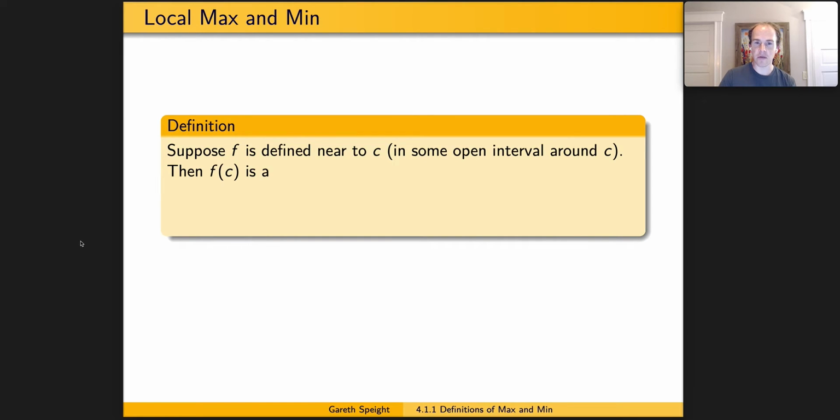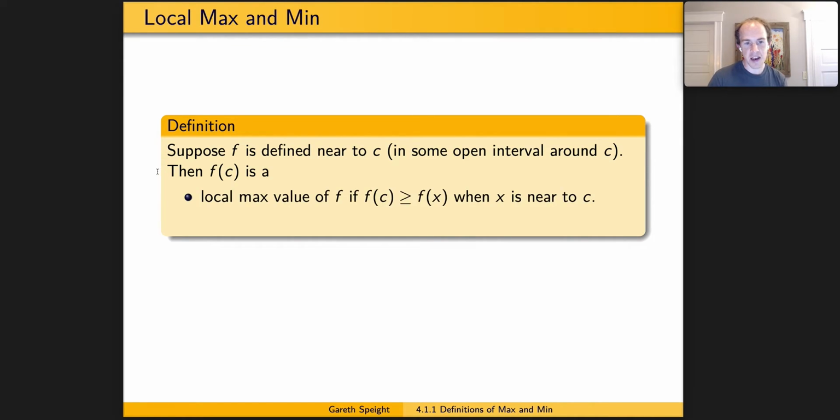And then let's contrast this with local, which is where we only compare with nearby values. So suppose that f is defined near c, meaning that it's defined on both sides close enough. It doesn't matter what happens far away, but we want to be able to compare to things on both sides. So in particular here, we don't care about endpoints. If our function is defined on a closed interval and it has endpoints, say 0 to 1, then we don't allow local max and local min at endpoints. So this is only for interior points.